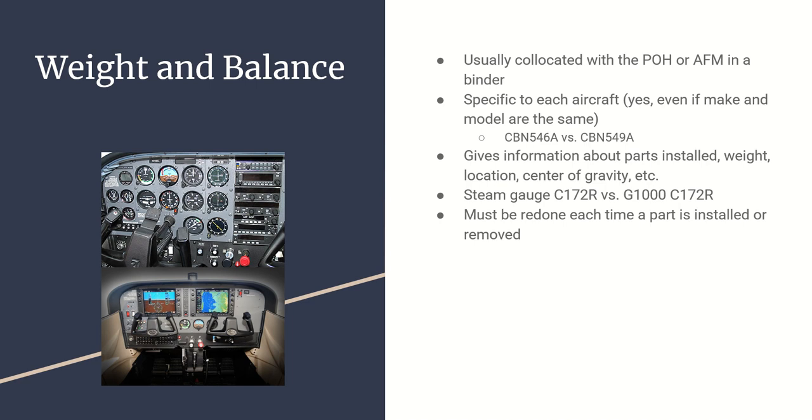So the overall weight and the distribution of the weight and the center of gravity and all of that stuff is not going to be the same, even though just looking at the outside of these airplanes, they would look exactly the same. Even if they are exactly the same, if they're two G1000s or two steam gauge airplanes and their tail numbers are really close, like 546 Alpha and 549 Alpha, that does not allow you to switch the weight and balance between them, because sometimes there are things we can't see that have either been added or removed.